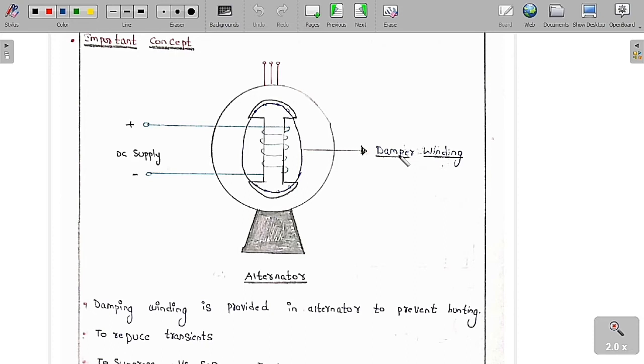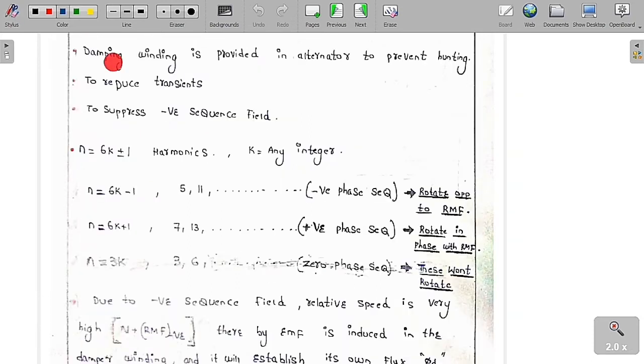Whereas the function of damper winding in a synchronous motor is doing two functions. One is to prevent the hunting, and the other one is to provide the starting torque. So the damping winding is provided in an alternator to prevent hunting only, whereas the damping winding is provided in a synchronous motor to prevent hunting and also to provide the starting torque.